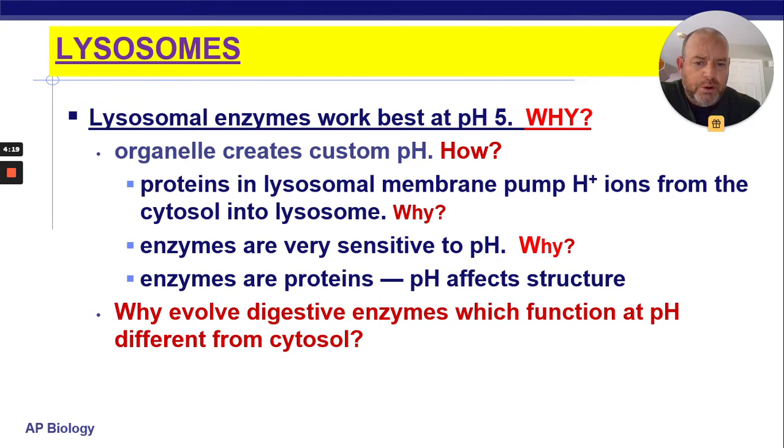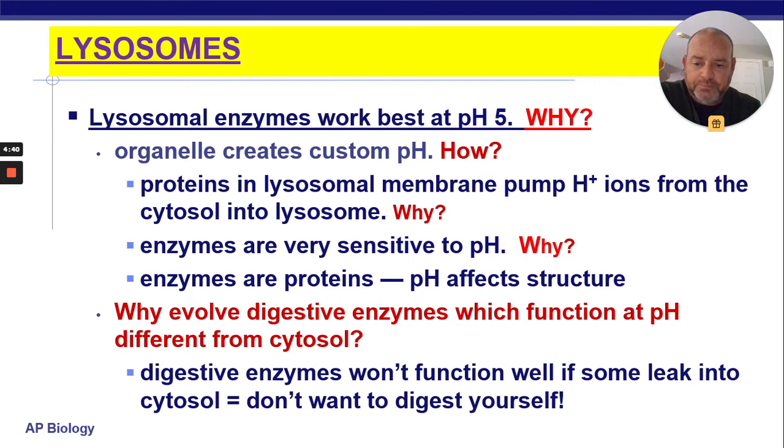So enzymes are proteins, right? pH is going to affect structure. Why evolve digestive enzymes which function at a pH different from the cytosol? Well, I kind of went over that already, so that if you do have some sort of leak, then they're not going to work very well, and that will save the cell from being digested itself. Okay, so there you go.